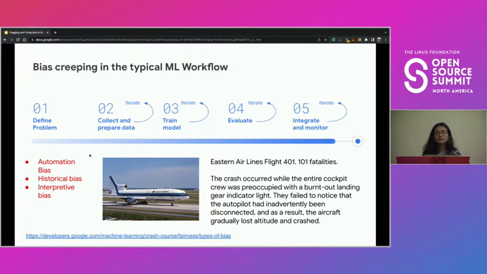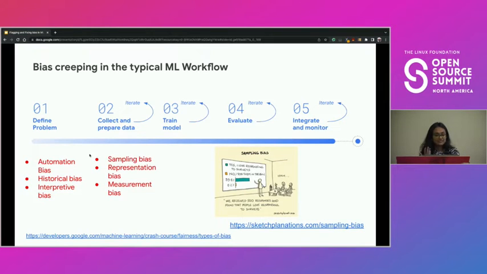So when you're defining a problem, you really need to think: does it make sense to rely completely on computers, or should computers be augmenting the human decision instead of making it altogether? Likewise, when you're collecting and preparing data, you can have sampling bias, where you're just sampling from a particular population, representation bias, where you're not looking at a diverse set of users, or measurement bias, where you're only measuring things in a way that complies with your own inherent biases. So yeah, like this meme here, if most people are taking surveys, then you know that people like taking surveys. So that's a bias that can creep in during your prepare data phase.